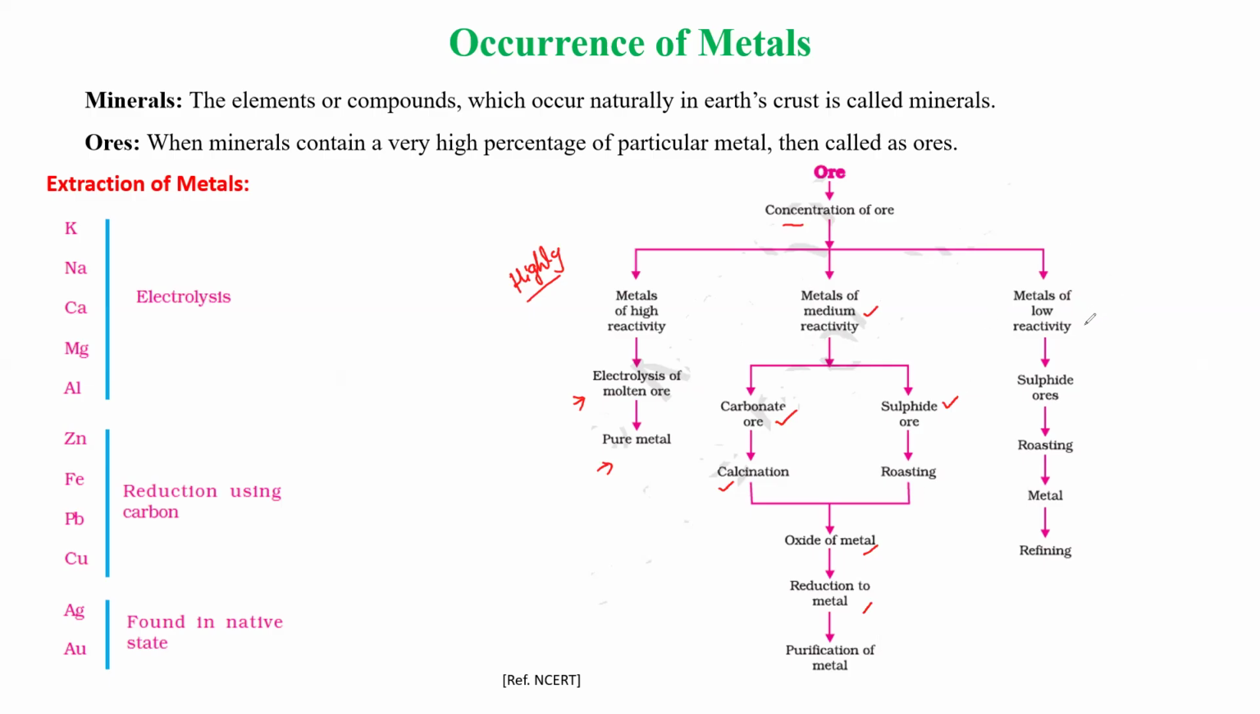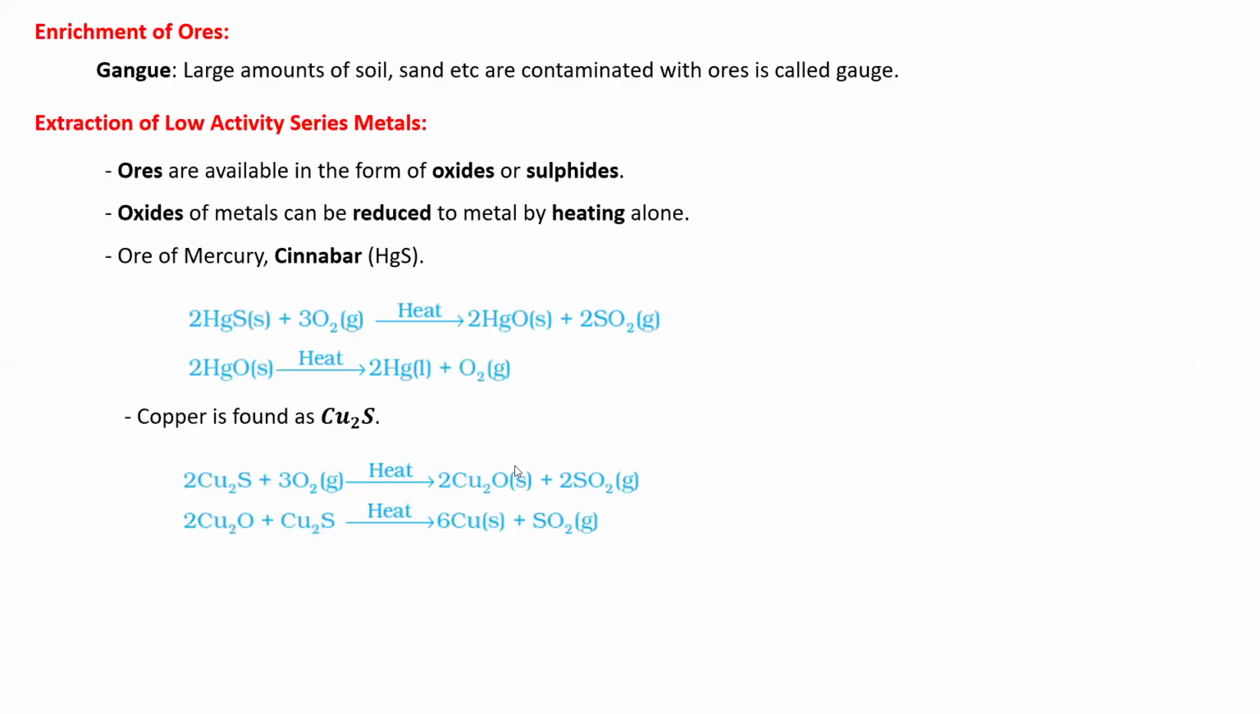Whereas in the case of low reactive metals, they are also available in sulfide form. For that, again roasting is going to take place. From that roasting we can obtain the metal directly, and finally refining will take place. Later we'll see how this electrolysis process or electro-refining is going to work.